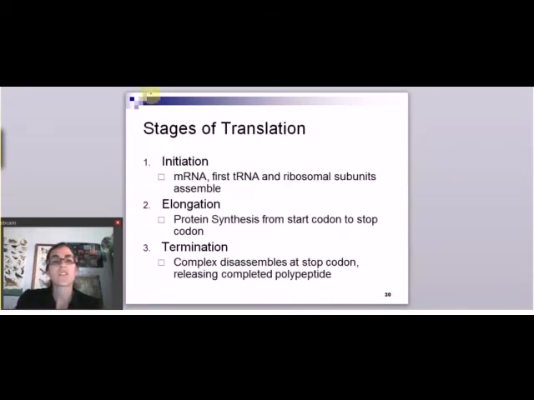Just like transcription, there are 3 stages to translation: initiation, elongation, and termination. Initiation is when the mRNA, the tRNA, and the ribosomal subunits assemble. Elongation is when we actually add amino acids and make our long protein. And then termination is when everything stops after the ribosome reaches the stop codon.